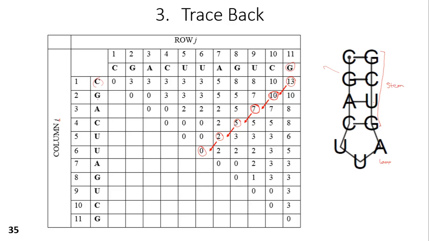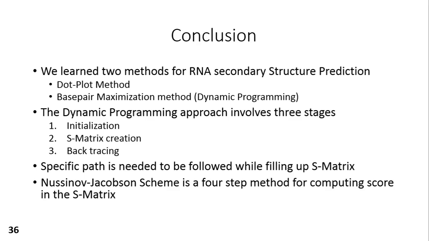Okay, so this is how, using simple steps in the Nussinov-Jacobson algorithm, it is possible for you, if you still have a page and a pen, to figure out what might be the optimal folding of your RNA structure. Okay, so this is the conclusion.